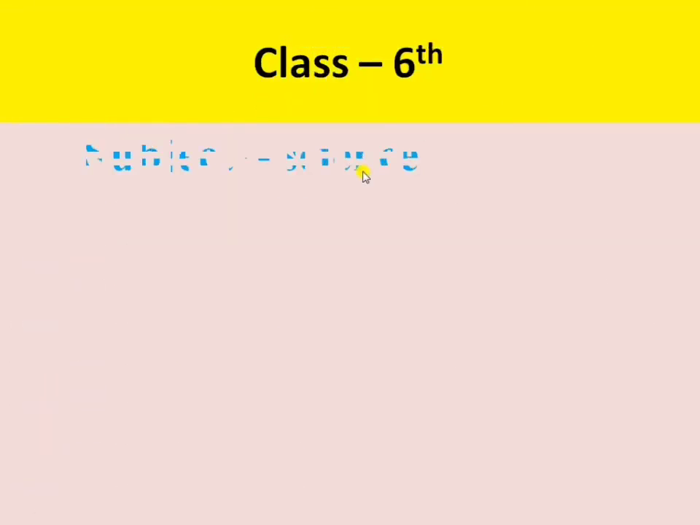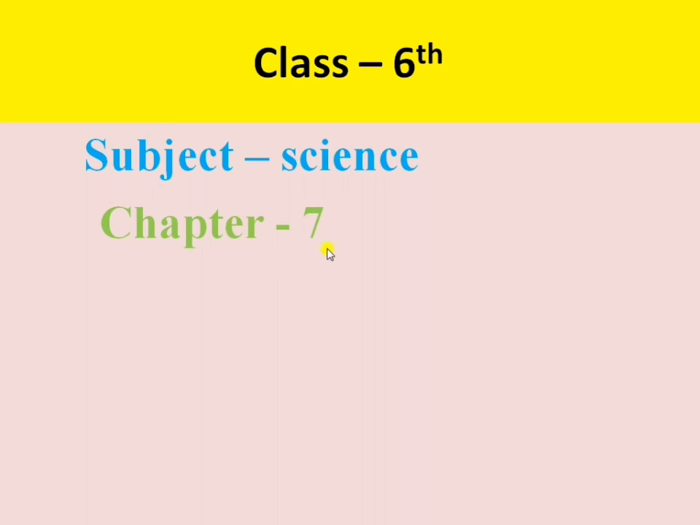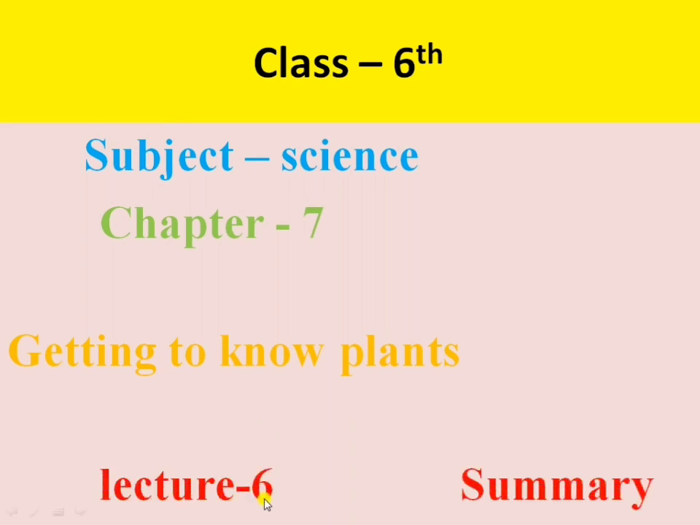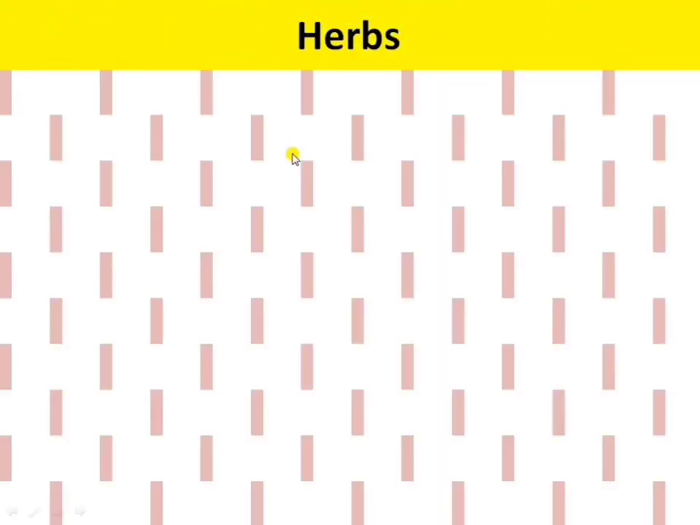This video is for the class 6 subject science, chapter number 7, Getting to Know Plants. This is your lecture number 6, and this is the summary part of this lecture. The first topic is herbs.